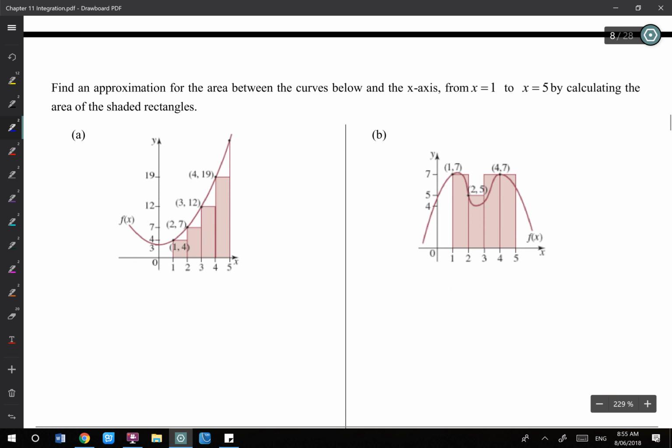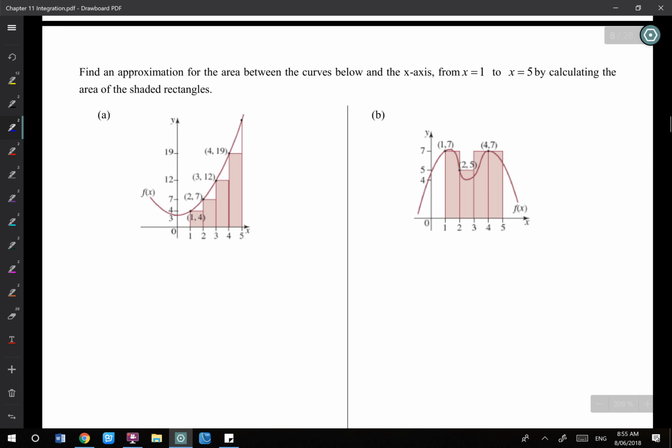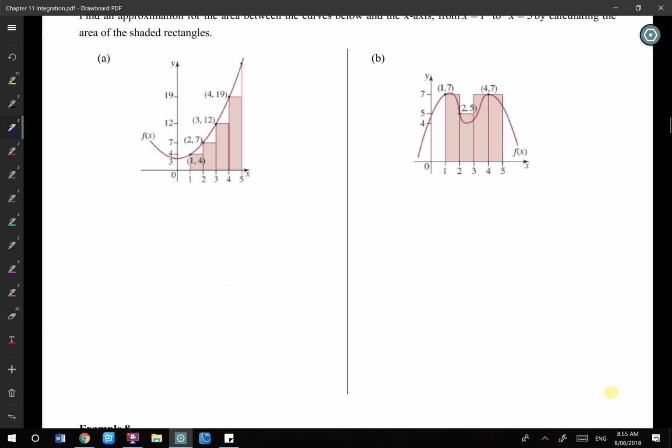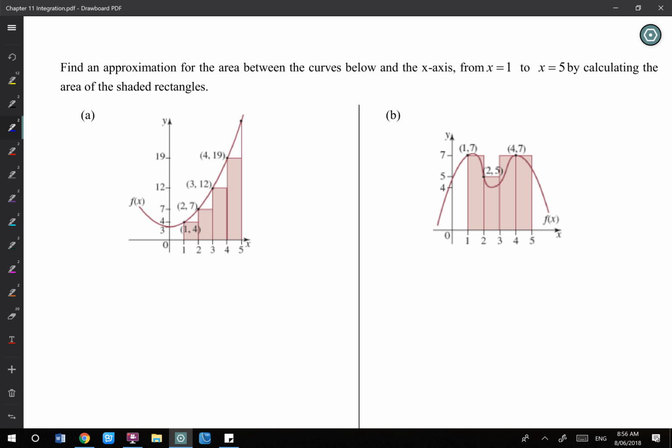This one's easy. Let's have a look at the next one. The next one already has the rectangles sketched for you. Is this a left-hand side approximation or right-hand side approximation? Left, right? Left. But there's no function given, instead the height is given. What's the width? Width is 1, right? 1 to 2, 2 to 3. The width is 1, but width is not always 1, okay? Width can be 0.5, even 0.1, even 0.01. It depends on how many rectangles you want to sketch.